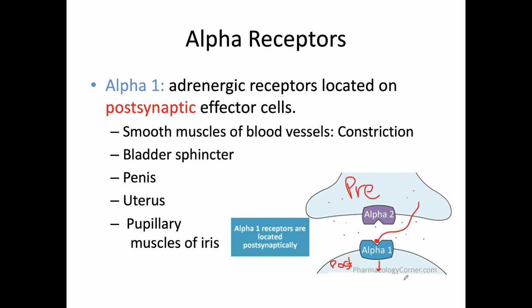Let's say these are cardiac muscle cells. When norepinephrine binds to alpha 1 receptors on, let's say, cardiac muscle cells, it's going to cause the heart to beat faster. Alpha 1 receptors are generally found in the smooth muscle cells of the blood vessels, the bladder, penis, uterus, and the iris. So these alpha 1 receptors are always going to be postsynaptic. Alpha 2 receptors are always going to be presynaptic.